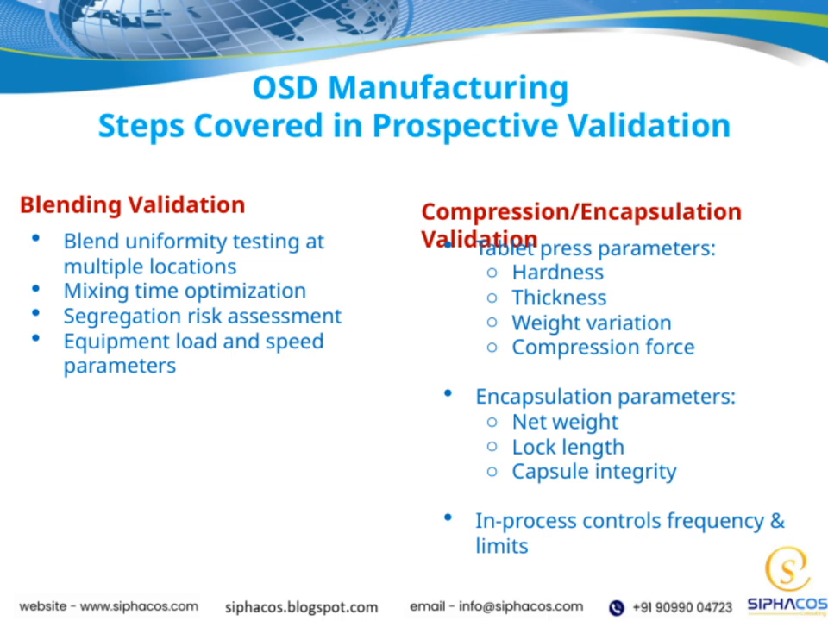We also verify equipment load and speed parameters to ensure our process remains consistent and reproducible. All these measures, including blending validation, help us maintain high standards of quality throughout the manufacturing process, ultimately supporting the safety and efficacy of our finished products.